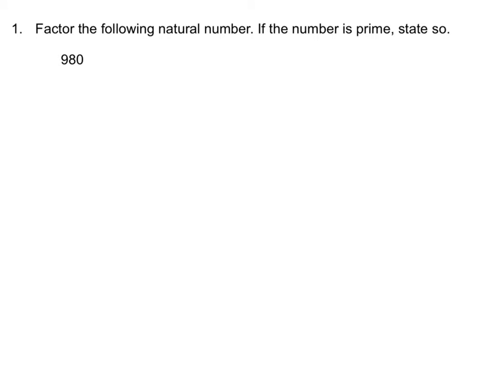To create your factor tree, first write the number 980. Next, we want to think of two numbers that when multiplied together will give you 980. These can be any two numbers. Your final answer will still be the same. I know that 10 times 98 is 980.